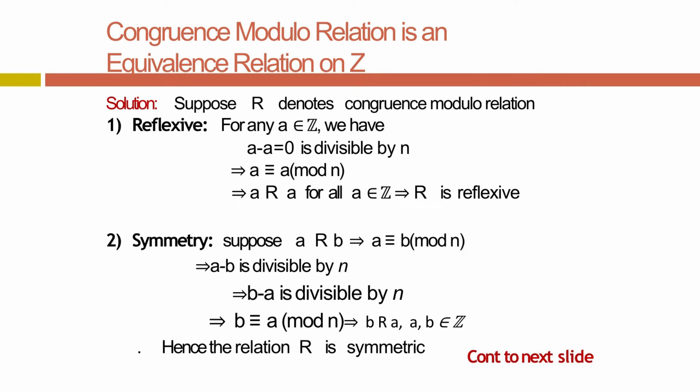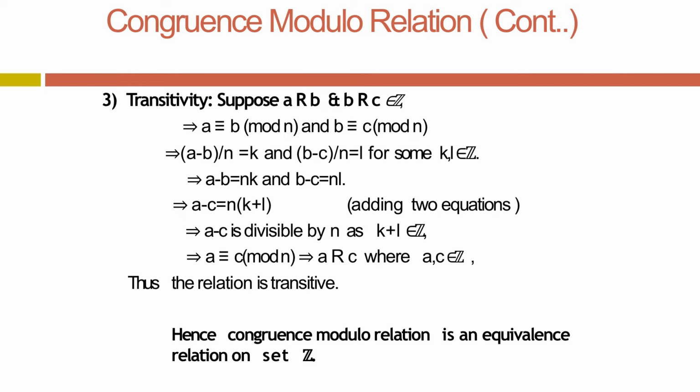So, A is congruent to B mod n means A minus B is divisible by n, which implies B minus A is also divisible by n. Because if 6 is divisible by 3, automatically minus 6 is also divisible by 3. So, A minus B is divisible by n implies B minus A is also divisible by n. So, B is congruent to A mod n, so B R A. So, A R B implies B R A. So, the relation is symmetric, and next we will prove the relation is transitive.